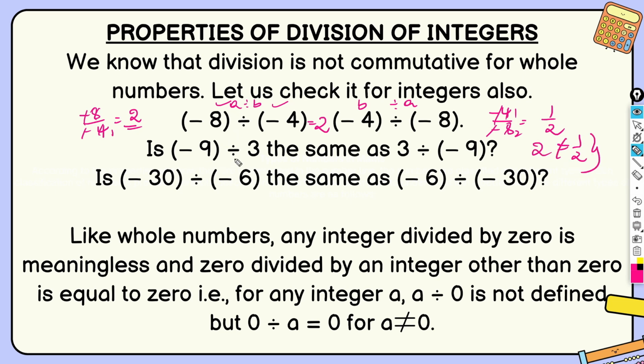Similarly, minus 9 by 3, the answer is minus 3. Whereas 3 by minus 9 is minus 1 by 3. So these are also not equal. So here we will see 30 by 6 is 5. Minus by minus is plus. Whereas minus 6 by minus 30 is 1 by 5. Minus by minus is plus. So this is also not equal. Thus, in division, the commutative property is not applicable for integers.